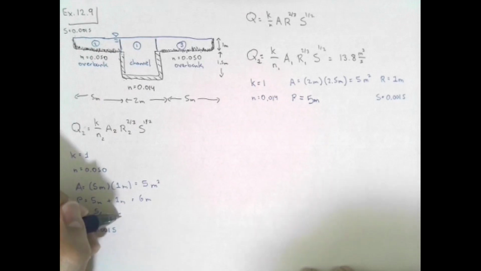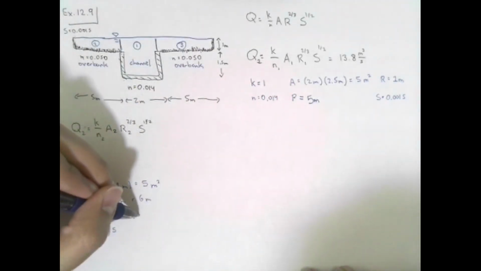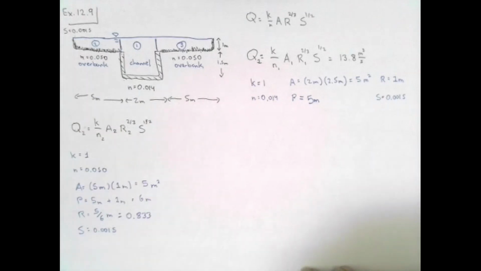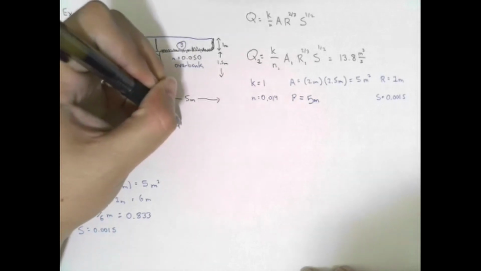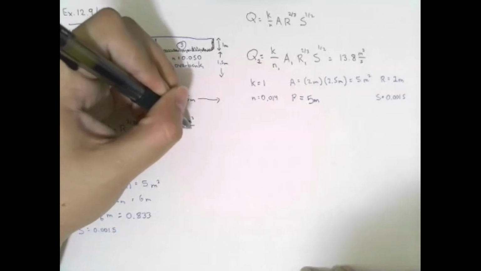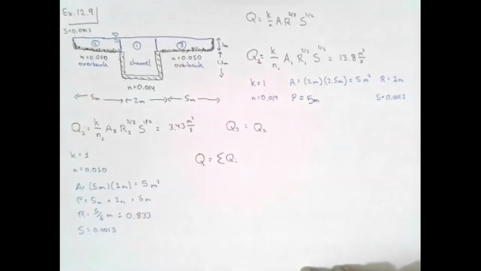What does 5 over 6 give us, just so that we can have a number here? 0.833. Okay, 0.833. Good. We plug these numbers into Manning's equation and we get a flow rate for the second section of how much? I got 3.43. 3.43, okay. And of course, we know that for my third section, the properties are actually all going to be equal to my second section. So how do we calculate the total flow rate here? Well, we just have to add up our individual flow rates.